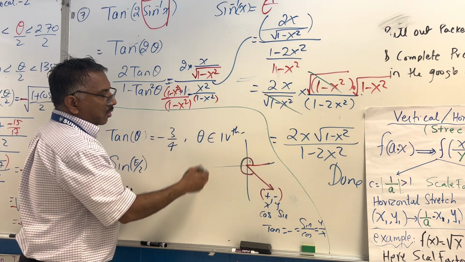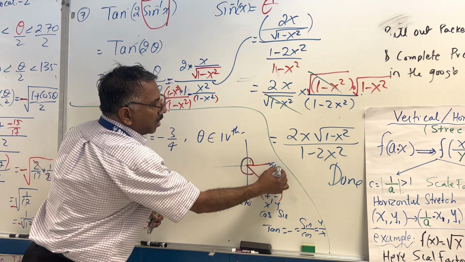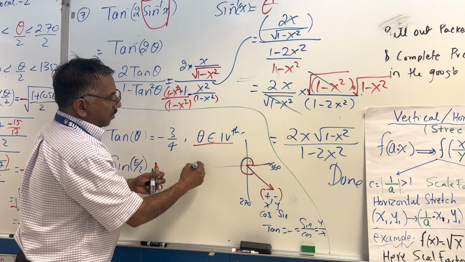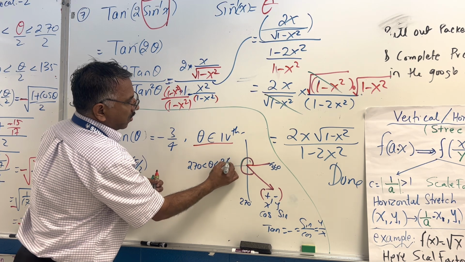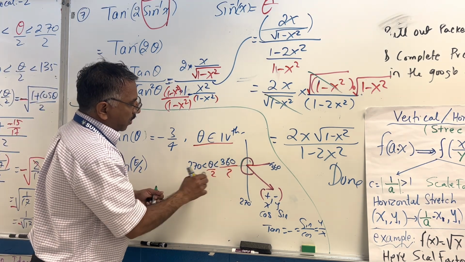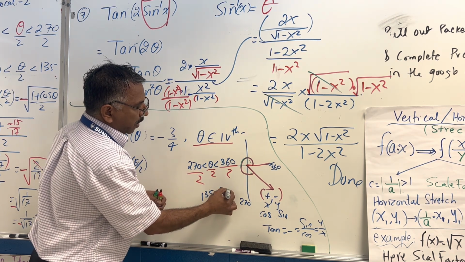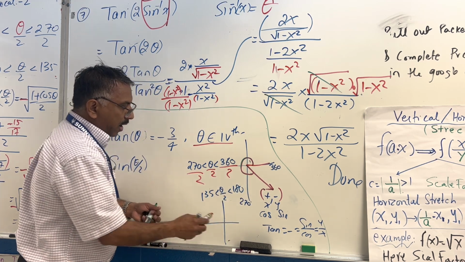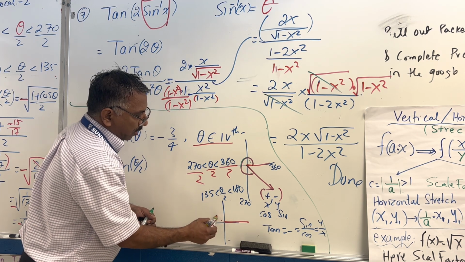Now what does this 4th quadrant mean? It is more than 270 and less than 360. This part we can write as 270 less than theta, less than 360. So now you want to have theta by 2, so let's divide by 2. When you divide, you get 135 less than theta by 2, less than 180. It means the angle will be between 135 and 180.